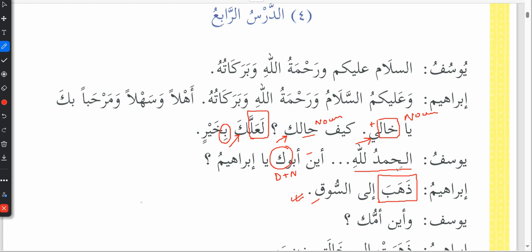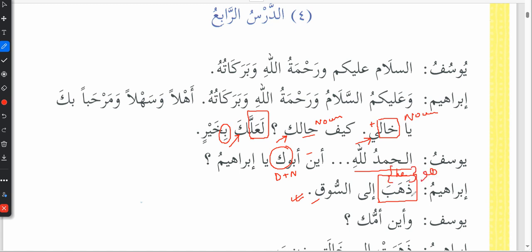So this is called what I explained in the damir for ghayab: huwa and hiya. The huwa is hidden in the past tense dhahaba. So when you translate this into English, you will say he went to the market. You cannot say went to the market. You will say he went to the market. So this is from the ghayab. He or huwa is hidden in the past tense.